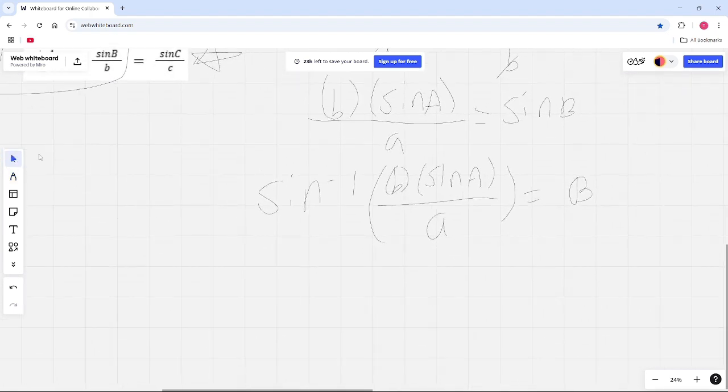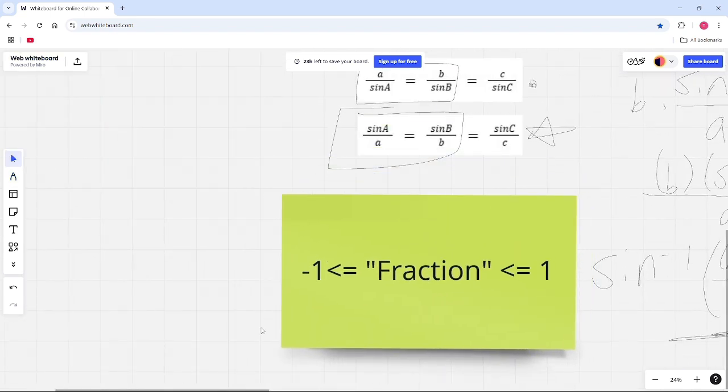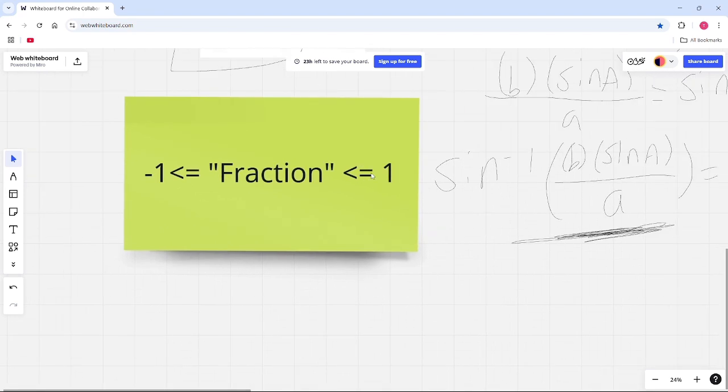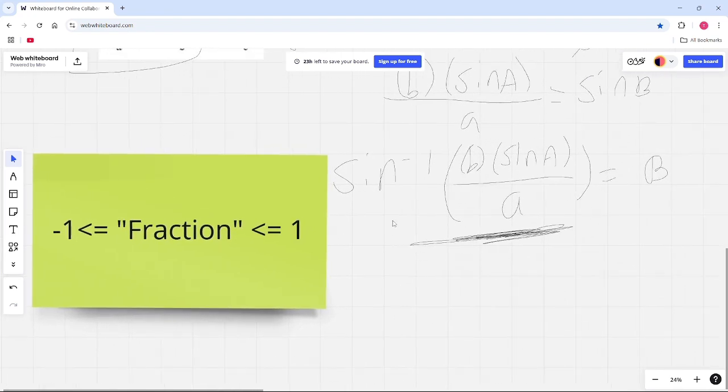Now, a quick tip to know if you did your algebra correctly: if the fraction within the bracket is greater than or equal to -1 and less than or equal to 1, that means you did your rearranging correctly. So what I mean is try sine inverse of 1 over 2.